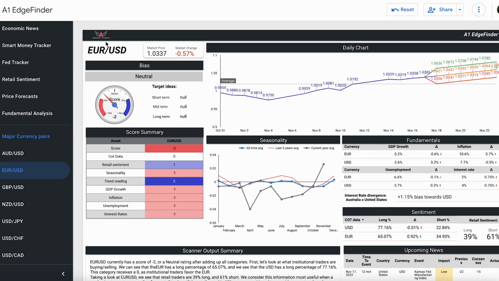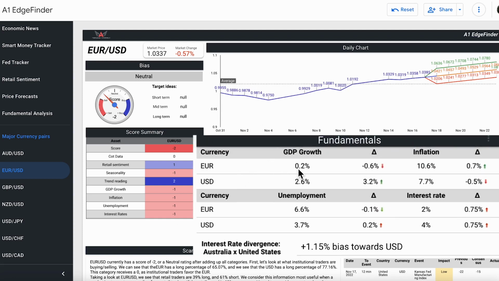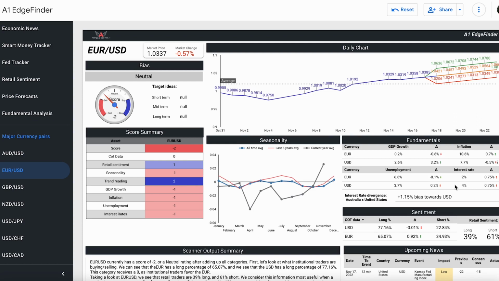What's dragging this score down is that fundamentally speaking, this pair should be moving down because we are comparing the euro to the US, and the US dollar is just beating out the euro in all 4 of these metrics. We can take a look at that here. Euro GDP growth, 0.2%. US dollar GDP growth, 2.6%. Euro unemployment, 6.6% compared to US 3.7%. Inflation, 10.6% compared to 7.7%. And interest rates, 2% compared to 4%. So again, fundamentally speaking, this should be very bearish for the euro when comparing it to the dollar.